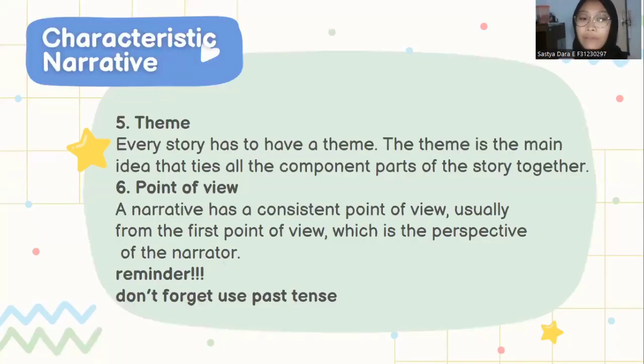5. Theme. Every story has to have a theme. The theme is the main idea that ties all the component parts of the story together. The last is point of view. A narrative has a consistent point of view, usually the first point of view, which is the perspective of the narrator. Reminder, don't forget to use past tense.